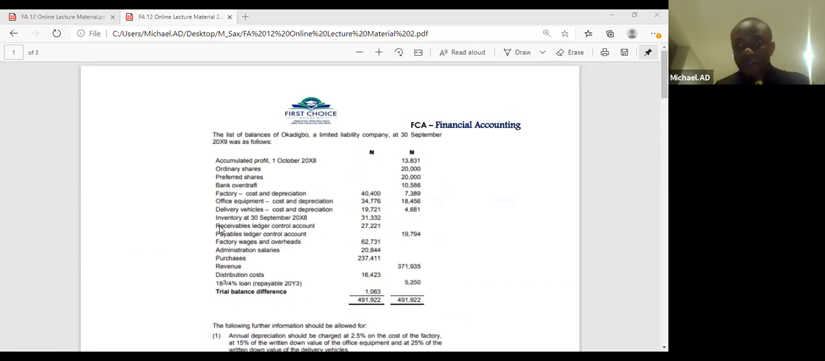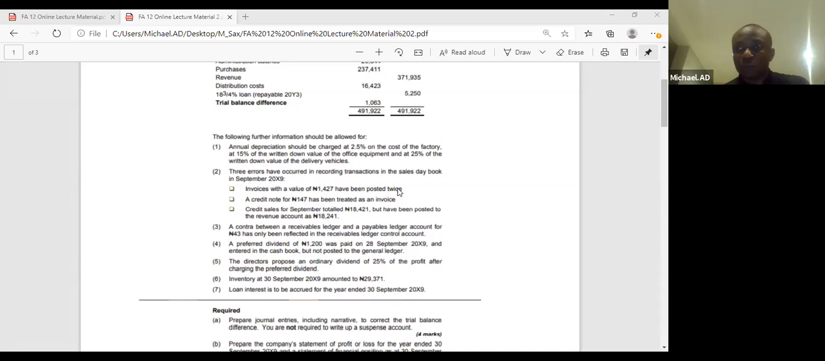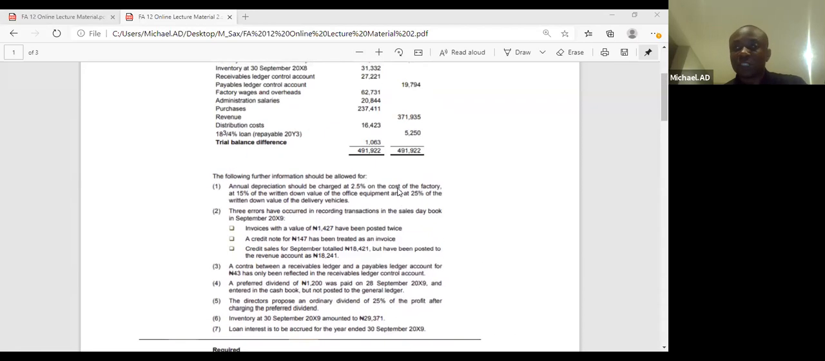So here we have our delivery vehicles cost at 19,721. This depreciation here is an accumulated depreciation of 4,681. By the time you subtract these two, the answer it gives us is the written down value. In other words, they call it net book value. By the time you get your answer, you find 25% of that figure. It gives you the depreciation for that year.